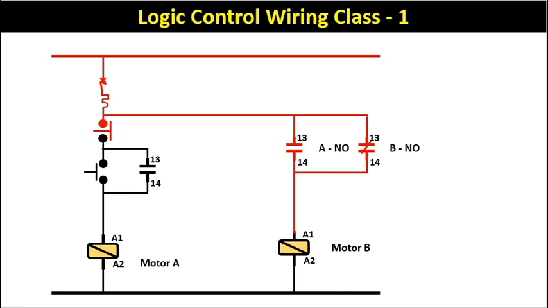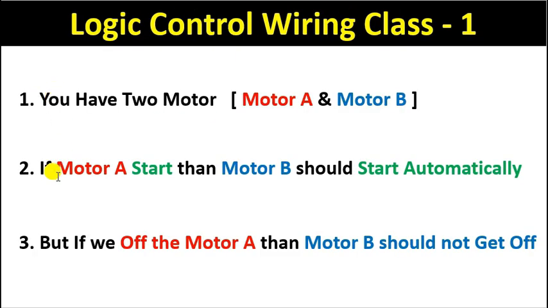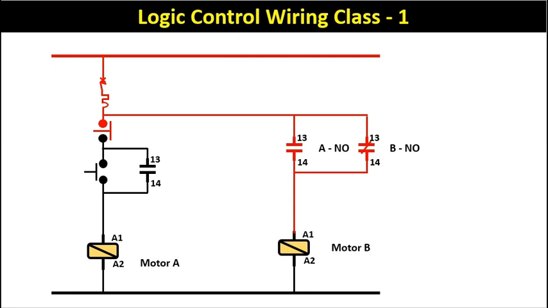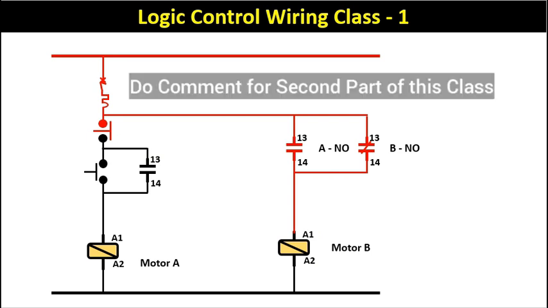So friends, according to all these logics, logic number 1, logic number 2 and logic number 3, we made the electrical drawing. Now this circuit is still incomplete. We have to modify this circuit more. What all modifications we have to do, I will tell you in the next class.